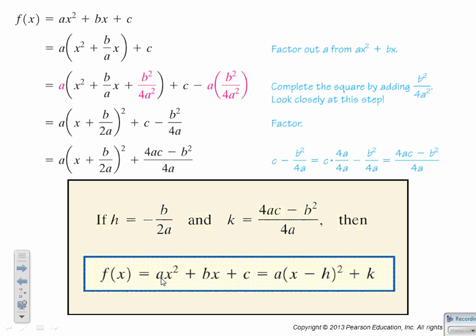And k is equal to 4ac minus b squared, divided by 4a. So if you can remember, h and k are the vertex. If you can remember this one, you can always plug it in to find the k.